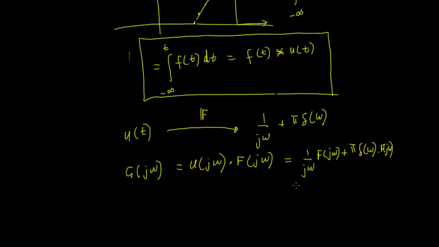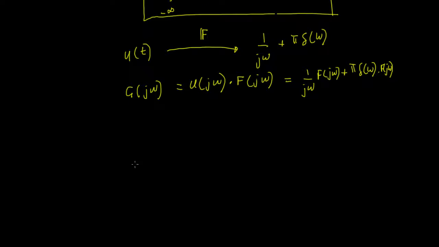Okay, so we can then write the transform pair, and I'll just write it down here: the integral from minus infinity to t of f of t dt, and the Fourier transform. I'll bring that down a wee bit. I've not got enough space there to squeeze it in like that.